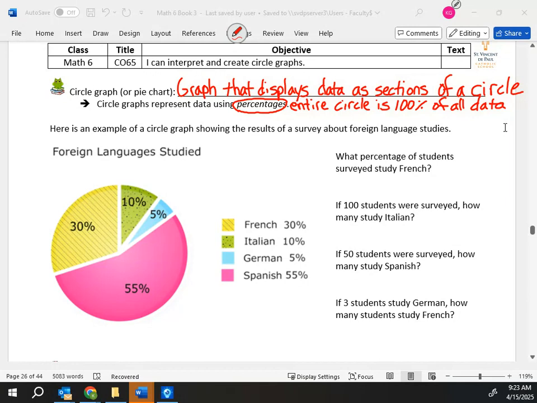So my pink is the Spanish, and that's 55%. The German is the blue, that's 5%. Italian is the polka dots, that's 10%. And the French has the lines, that is 30%. So we use that information to answer our questions.